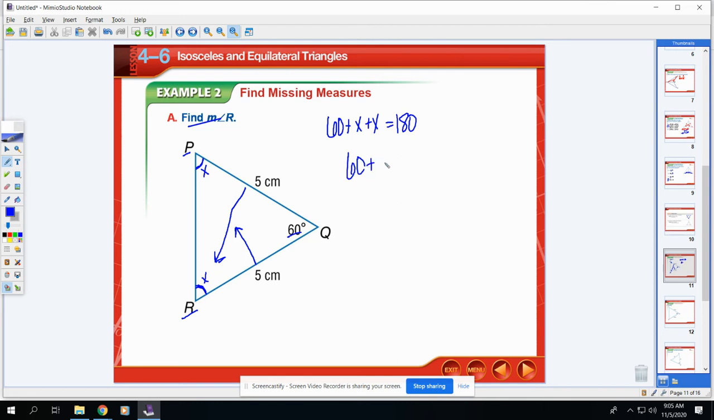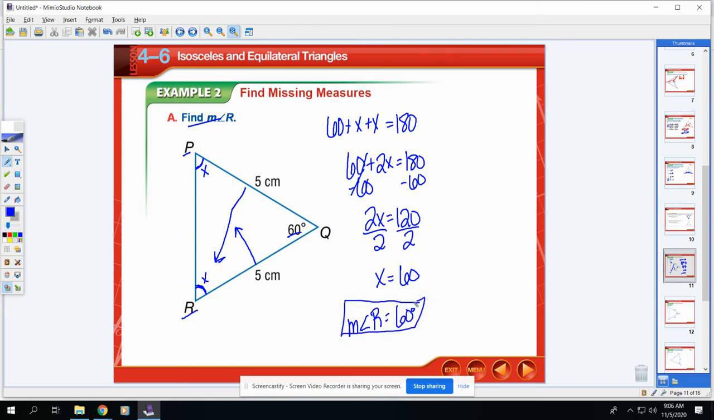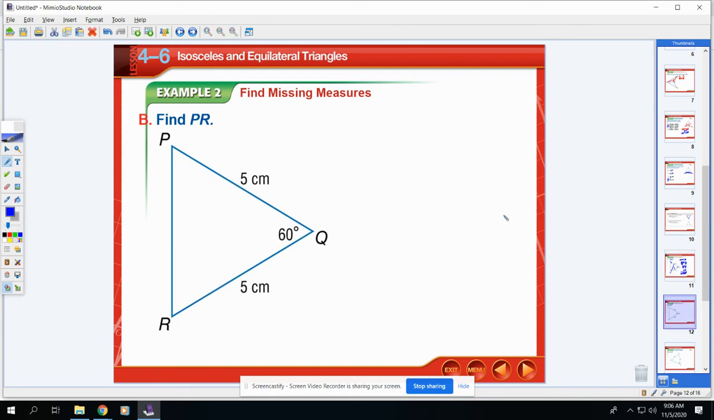Now I will tell you guys, it doesn't happen often that the answer will come out to 60. In this case, this will be our answer because this is in fact an equilateral triangle, but we did not know that this was an equilateral triangle until doing this. Nowhere on here did they say this is an equilateral triangle. But after we do our work here, we come to X is equal to 60. So the measure of angle R is equal to 60 degrees.